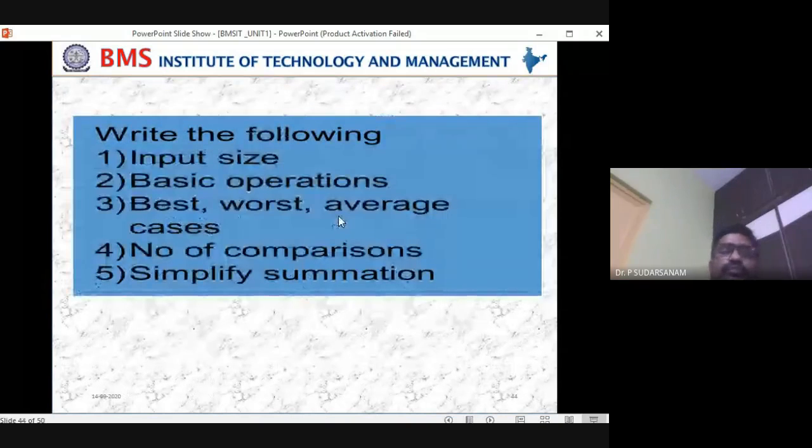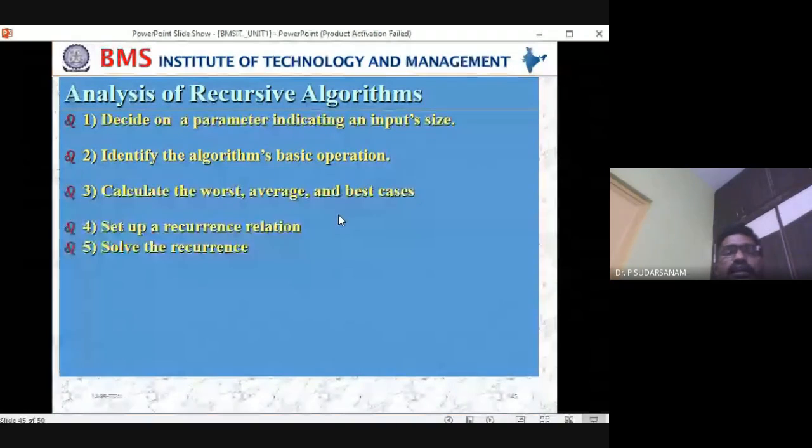Now in today's class we will see the analysis of recursive algorithms. Recursive algorithms follow the same steps. First, decide on a parameter indicating the input size. Second, identify the algorithm's basic operations. Then calculate the worst, average and best cases, set up the recurrence relation, and solve the recurrence. You can copy these down. For every algorithm you have to do the same: write steps 1, 2, 3, 4, 5 and write the answers. Put the heading as analysis of recursive algorithms and write the 5 steps.